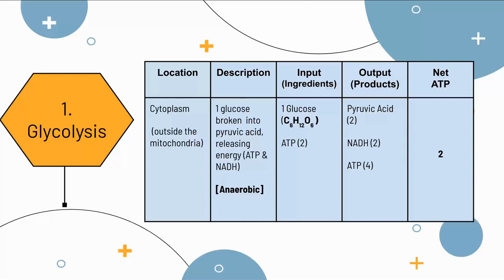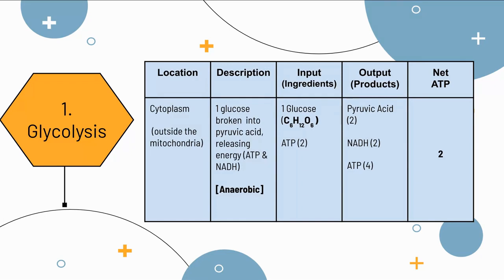Now that we talked about what cellular respiration is and where it occurs, we can finally get into the steps that make it up. Cellular respiration is comprised of three steps, the first being glycolysis. Glycolysis essentially means the breaking of glucose. This occurs in the cytoplasm of a cell, which is outside of the mitochondria.